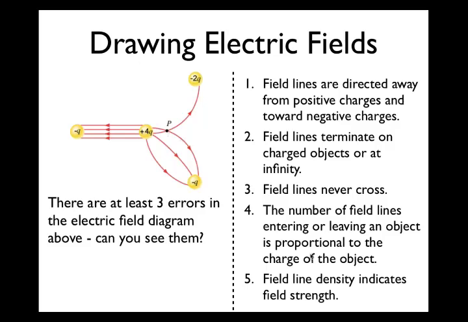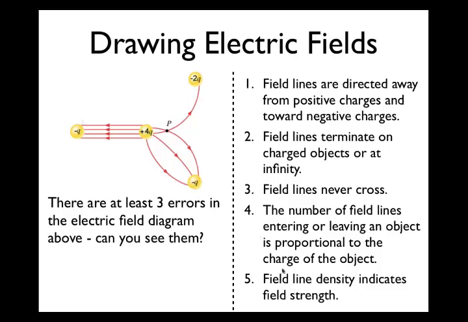They've also violated Rule 4, the number of field lines entering or leaving an object is proportional to the charge of the object, because, let's see, this charge that has 4Q has 1, 2, 3, 4, 5, 6, 7, 8 field lines exiting it, and that means there are 2 field lines drawn for every 1 Q of charge. Well, that means up here when I have 2 Q of charge, I should have 4 field lines coming in. Down here where I have minus 1 Q of charge, I should have just 2 field lines coming in. And again, here with minus Q, I should have only 2 field lines as well.